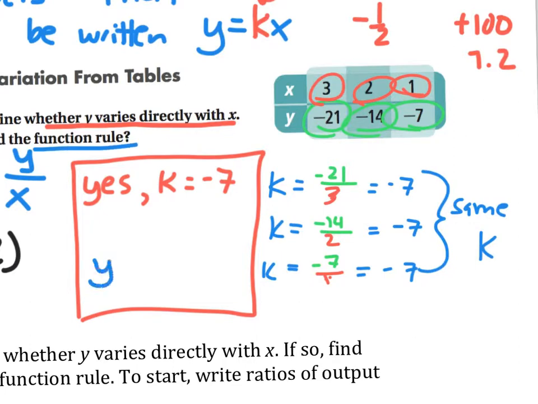And the function rule is just substitute in the k. So we just say y equals k times x. So the k just goes in, and that's it.